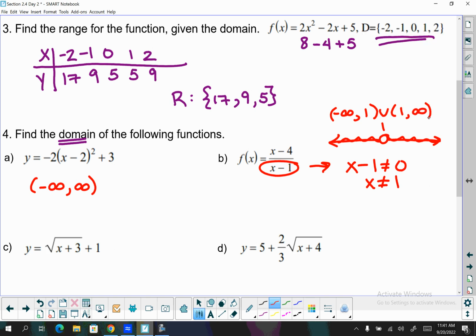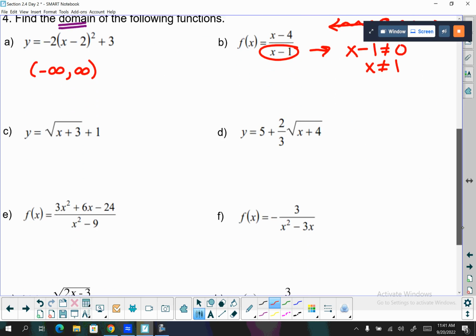So when you have a single number that your domain can't equal, look at what I have here. On the ends, it goes from negative infinity to infinity, but I have a break at 1. It jumps over 1, saying everything except 1. Does that make sense? Okay. So let's do a couple more with the denominators, and then we'll come back to the square root ones.